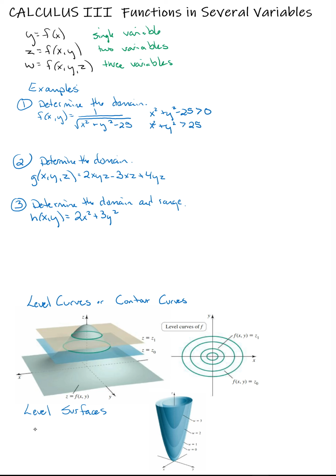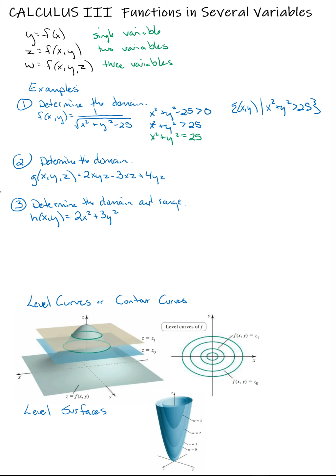We can write that the domain is the set of all, not just x's, but the set of all x's and y's, such that x squared plus y squared is greater than 25. So you can use set builder notation in this case. We could also describe it in words. You might recognize what this looks like. It's very similar to x squared plus y squared is equal to 25.